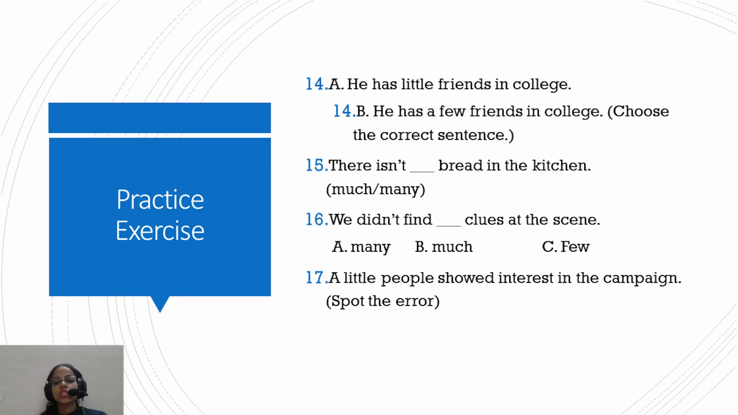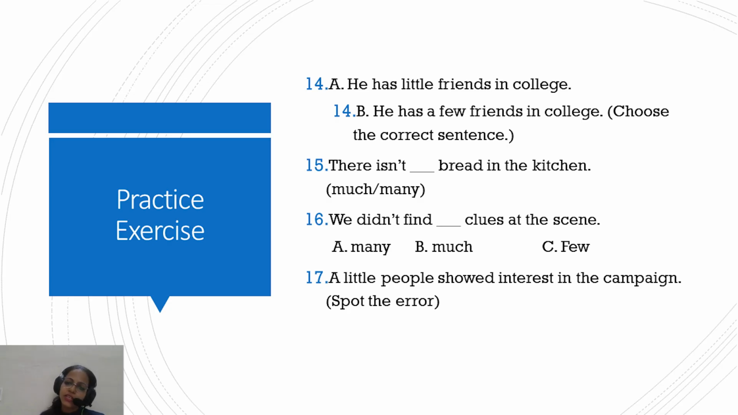14. So in the 14th, we have to choose whether 14A is correct or 14B is correct. He has little friends in college. He has a few friends in college. So it's not like this person has little, what do you say, dull kind of friends in college. He has few because friends is uncountable now. Sorry, friends is a countable noun. So we can say few, many. Little is used for uncountable noun. So 14A is wrong and 14B is correct.